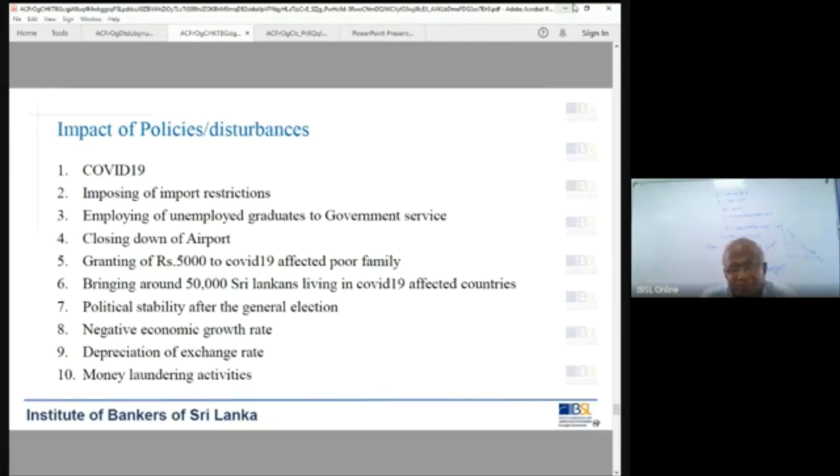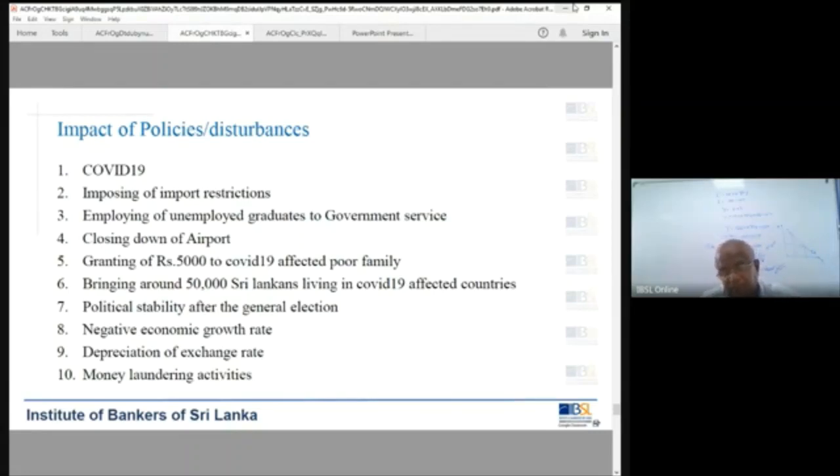Closing down of airports. Now you have to discuss what will happen to the tourist earnings, what will happen to the balance of payment, what will happen to the employment level, tourism, all the shops are closed. So what will happen to our foreign reserves, like that. Granting 5,000 rupees to COVID-19 affected poor families. What will happen to the budget deficit, right? So transfer payment, right? Bringing around 50,000 Sri Lankans living in COVID-19 affected countries.